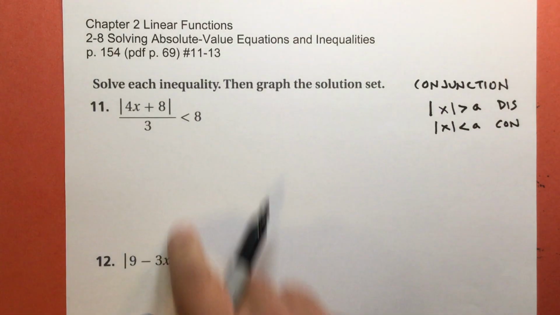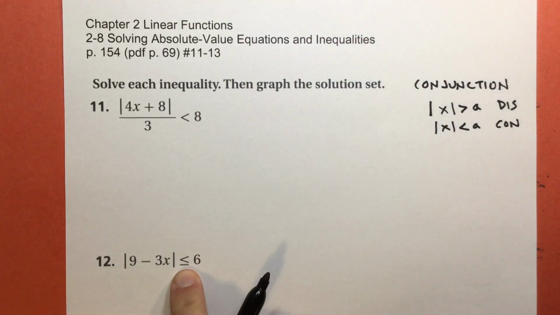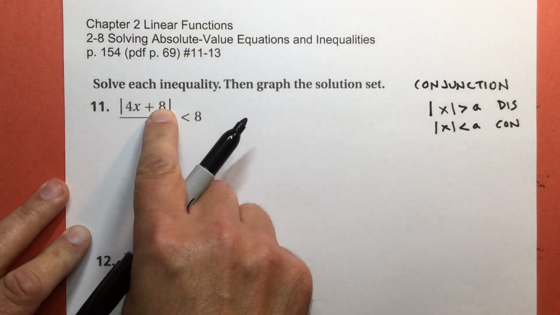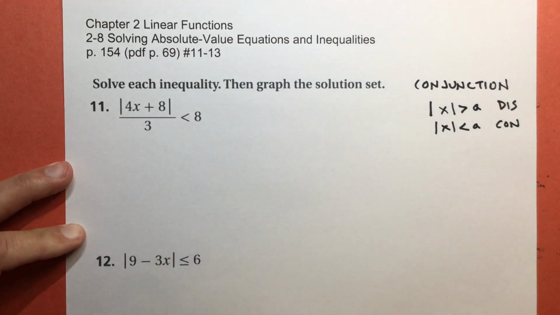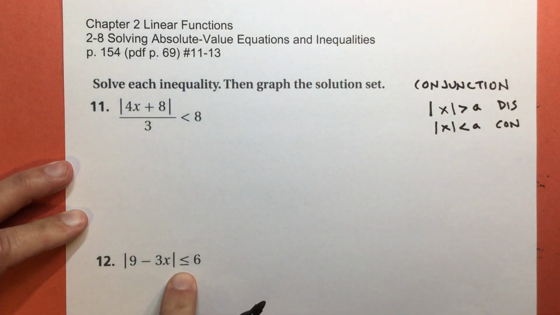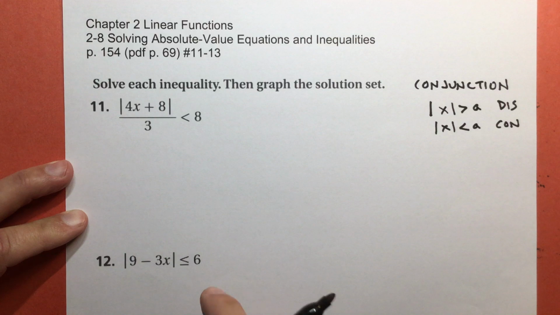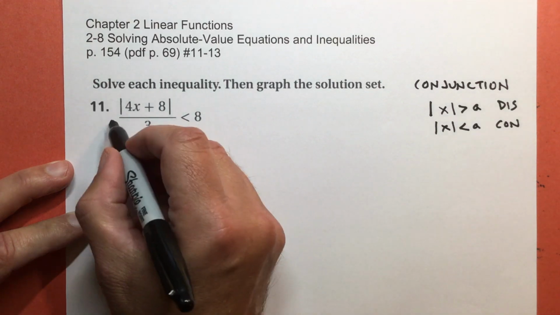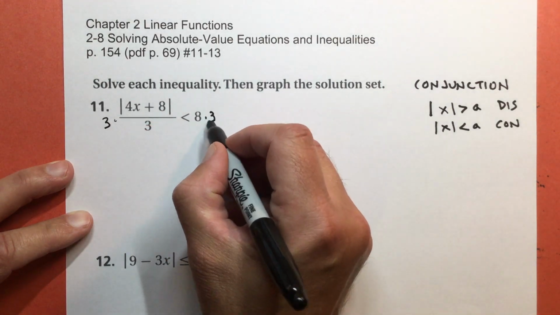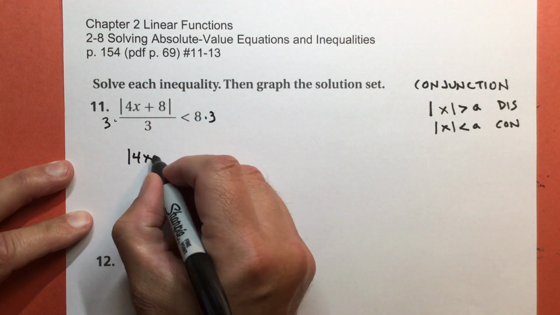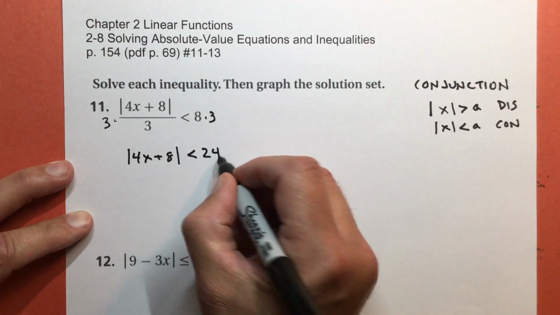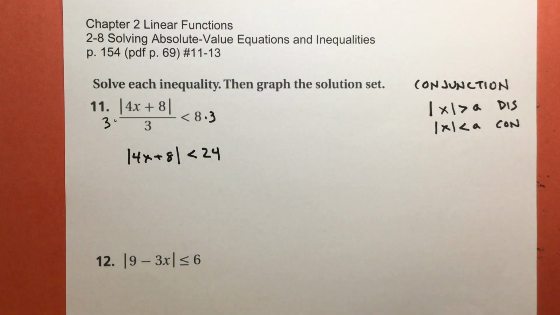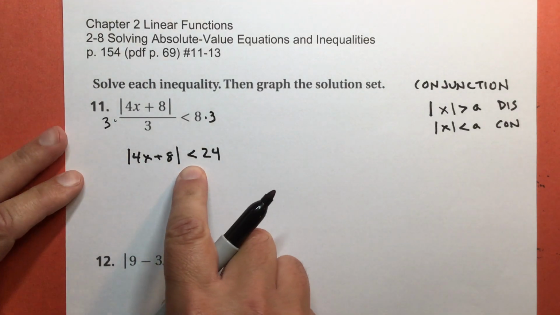So you can see these two problems, they're both going to start out less than. So the absolute value is on the left. I have to isolate by getting rid of the 3 here, and then I'm going to have a less than or equal. That works too. All right. So I'm going to use the word and. First, I have to isolate. So I'm going to multiply both sides by 3, and I get the absolute value of 4x plus 8 is less than 24. Now, multiplying both sides by positive 3 did not change the sign.